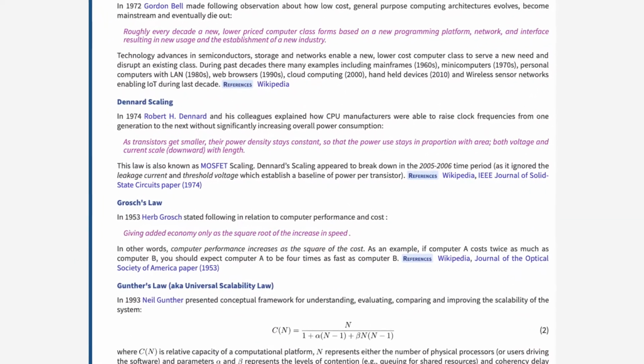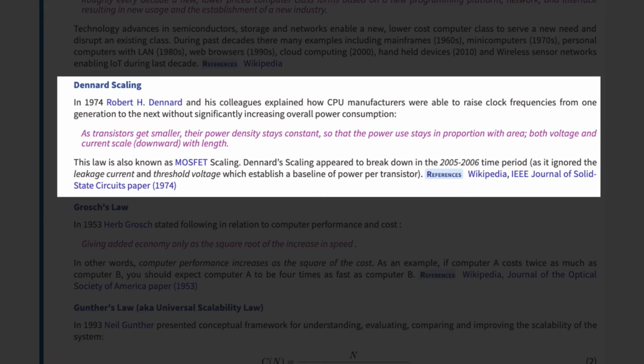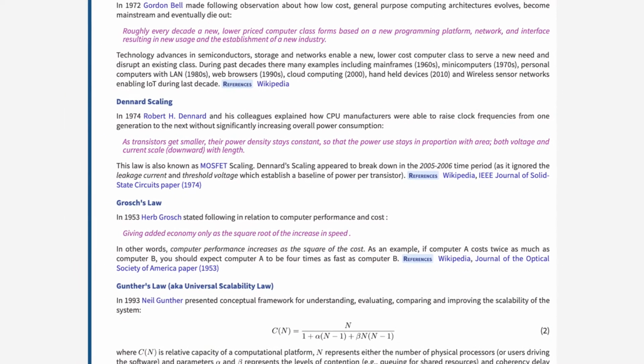In 1974, Robert Dennard and his colleagues explained how CPU manufacturers were able to raise clock frequencies without significantly increasing overall power consumption. They stated, as transistors get smaller, their power density stays constant, so that the power usage also stays in proportion to the area. This is referred to as Dennard scaling.